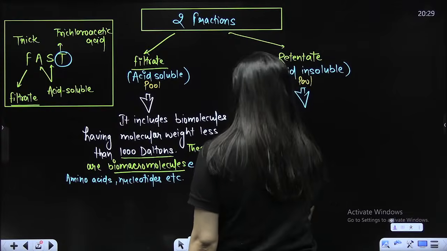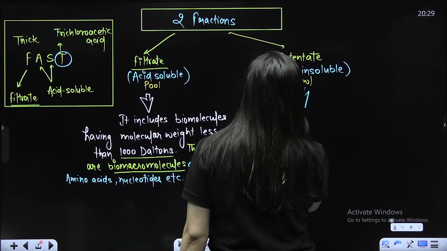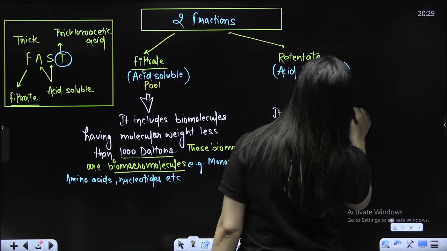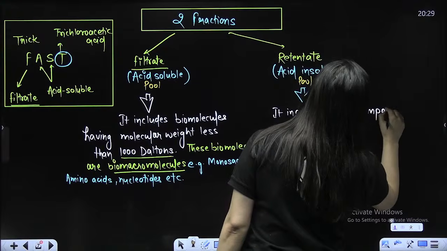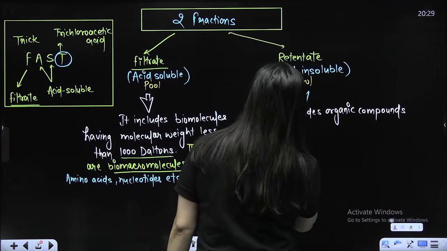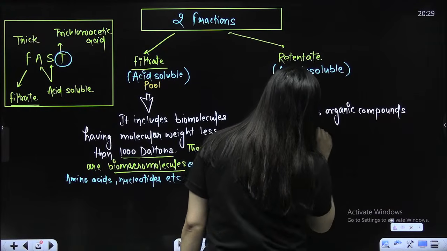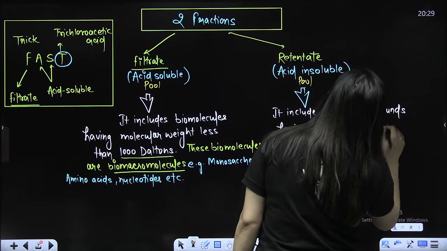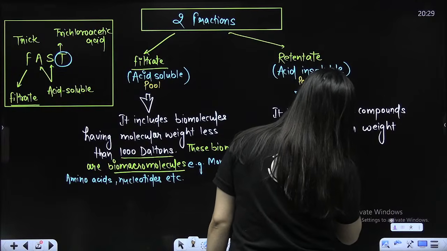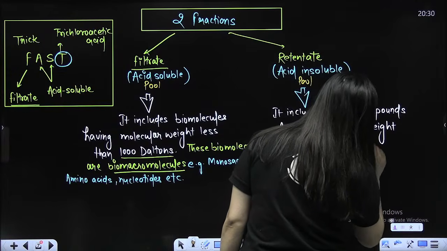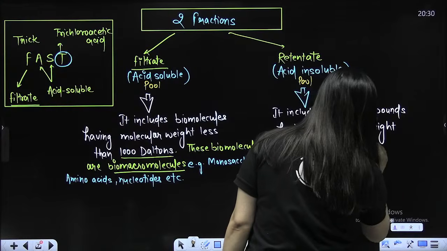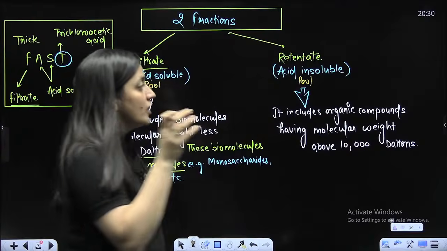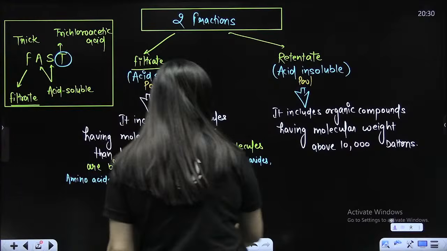Beta, the retentate includes organic compounds having molecular weight above 10,000 Dalton, not 1,000 Dalton. It is 10,000 Daltons. They are basically the polymers.